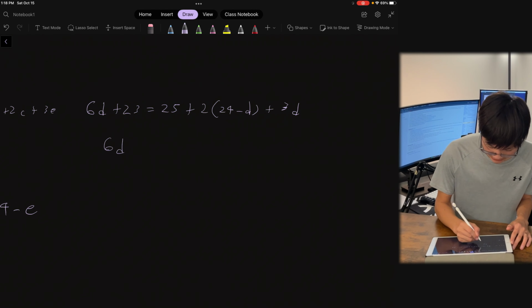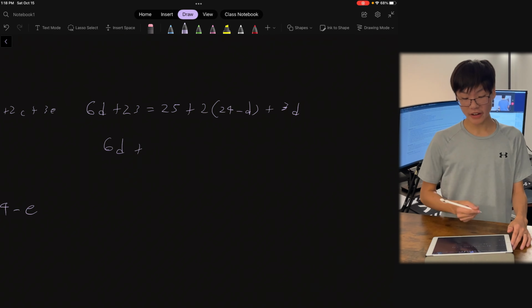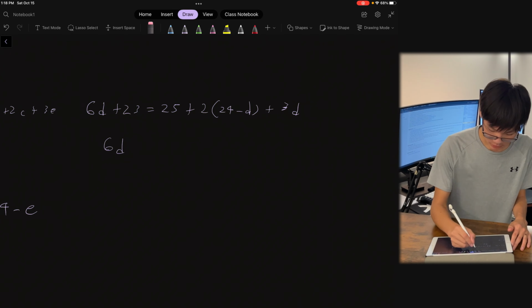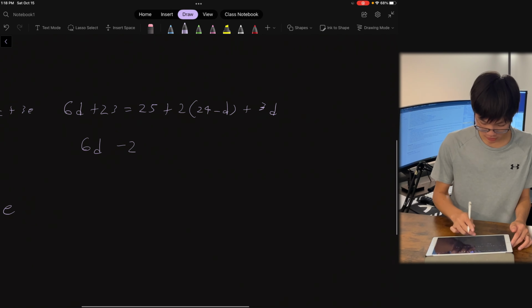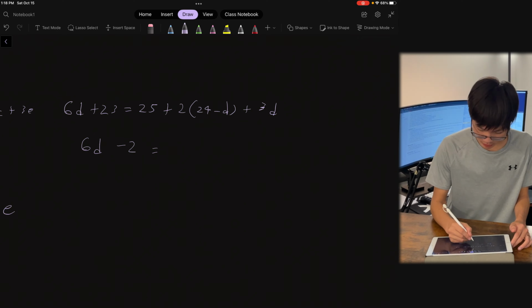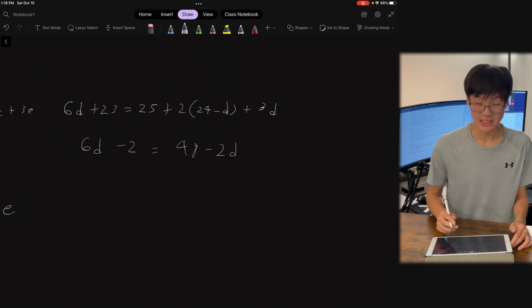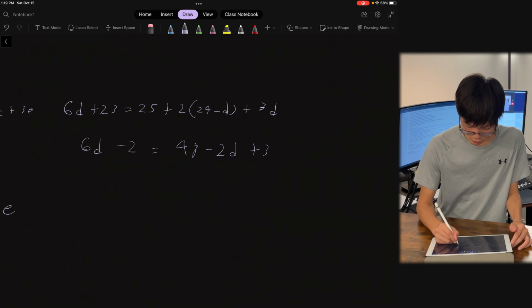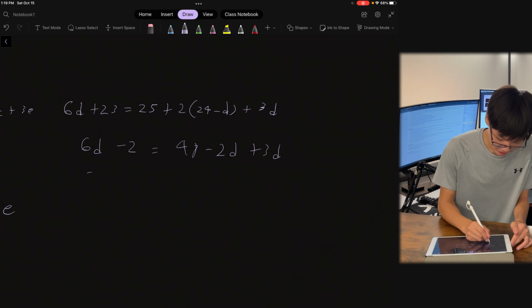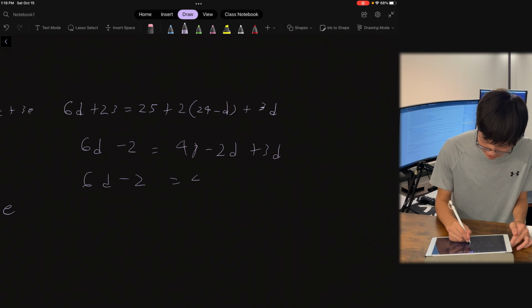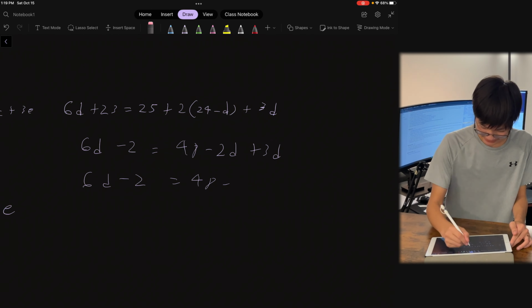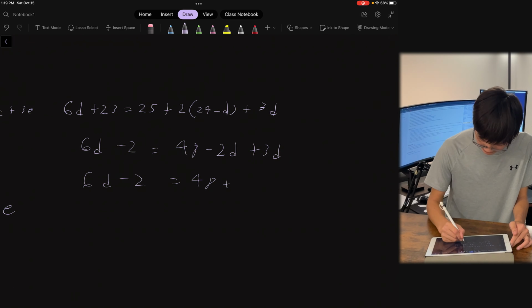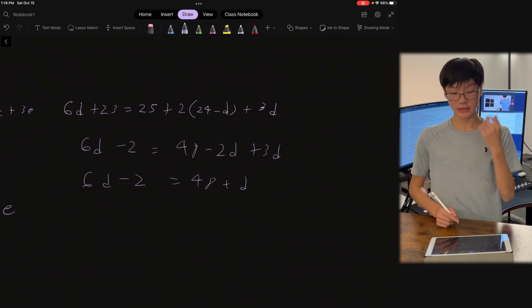So 6D plus, and now we're going to subtract 25 from both sides, giving us minus 2. So 23 minus 25 is negative 2. And on our other side, we're going to have 48 minus 2D by using the distributive property, plus 3D. And we're simplifying this even further. Negative 2 is equal to 48 minus 2D plus D, because minus 2D plus 3D is going to give us D.